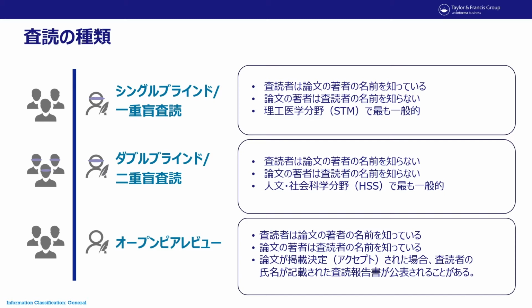This is when the peer reviewer knows the identity of the author, but the author does not know the identity of the peer reviewer. This is the most common type of peer review within science, technology, and medicine disciplines.